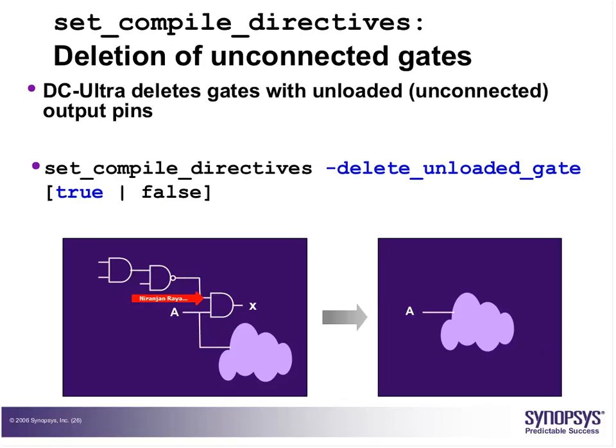Again, this is one of the basic optimization techniques. You could turn it off by using set compile directive minus delete and loaded delete with false, set this to false.